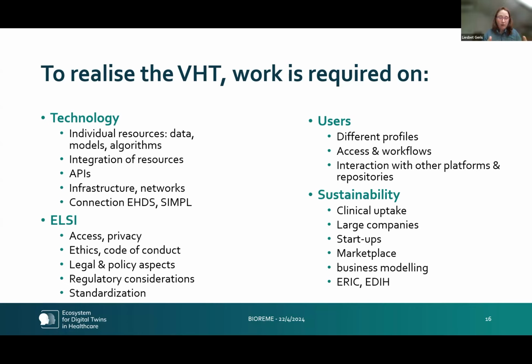There's also a whole ELSI part, the ethical, legal, social issues that need to be addressed. So access, the ethics, how do you deal with this data, the legal and policy aspects, because there's a lot of policy that is being developed now with the AI Act, the Health Data Act, or the Data Act. There is the EHDS that is coming. There are a lot of regulatory considerations.